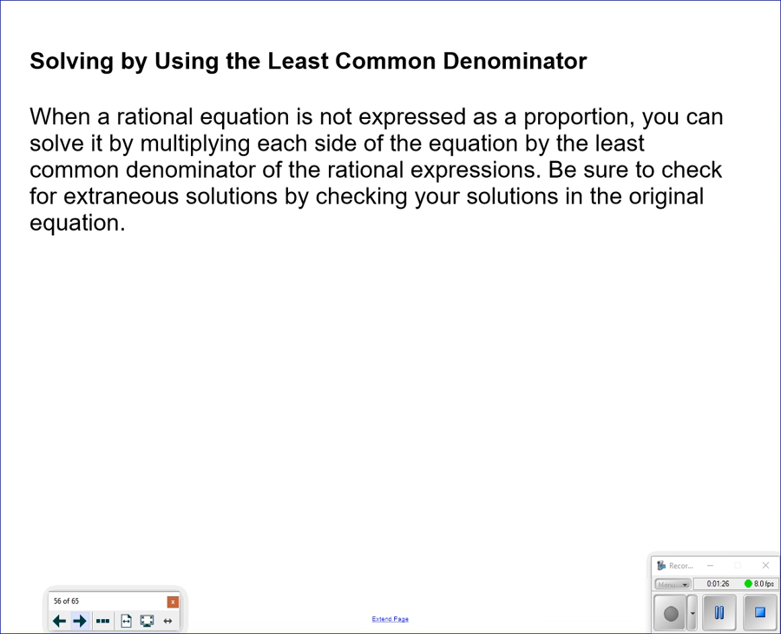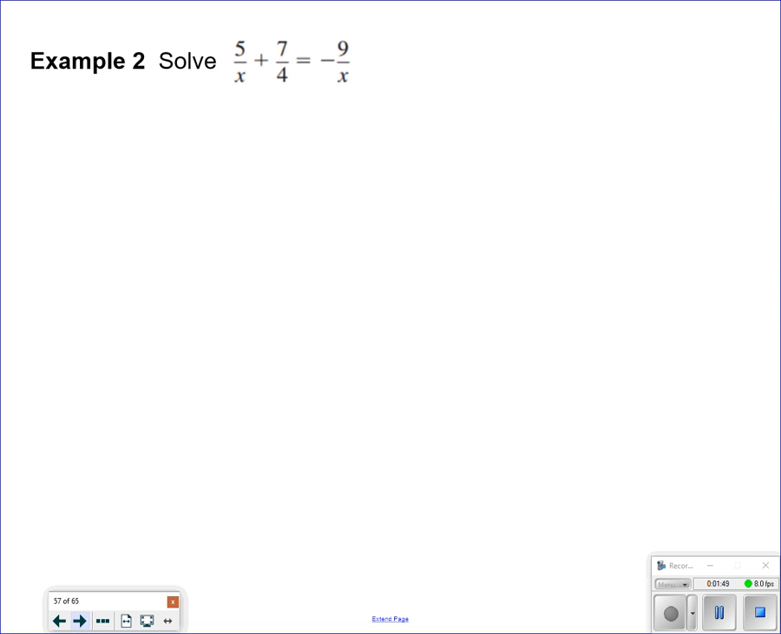But if you have a fraction equaling a fraction, then you can cross multiply to solve. If you do not, now you have to solve by using the least common denominator. When the rational equation is not expressed as a proportion, you can solve it by multiplying each side of the equation by the least common denominator of the rational expressions. Be sure to check your extraneous solutions by checking the solutions with the original equation. And we'll get into that in just a little bit. So here we go.